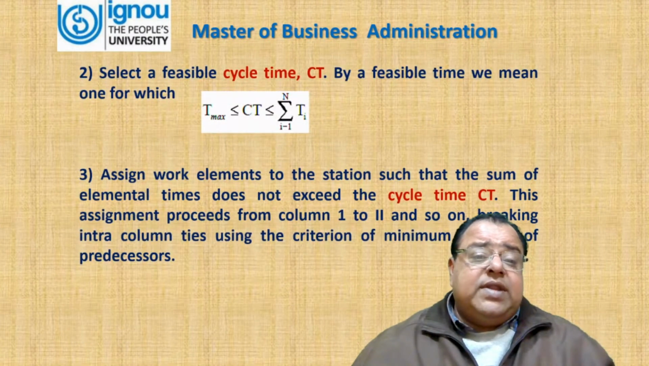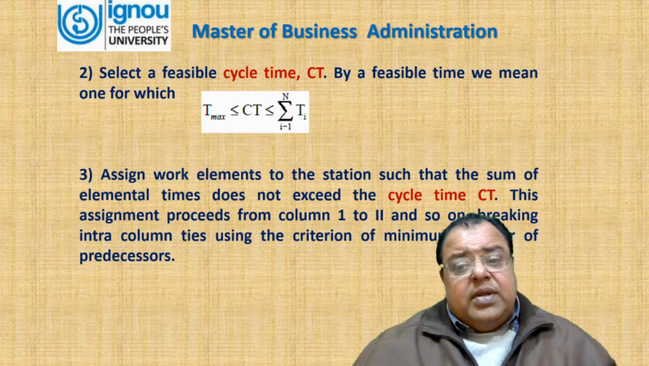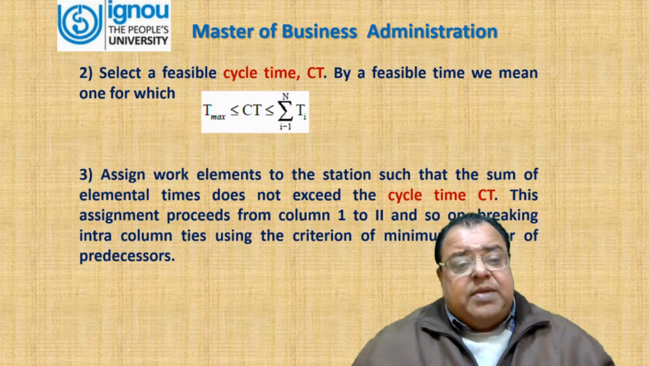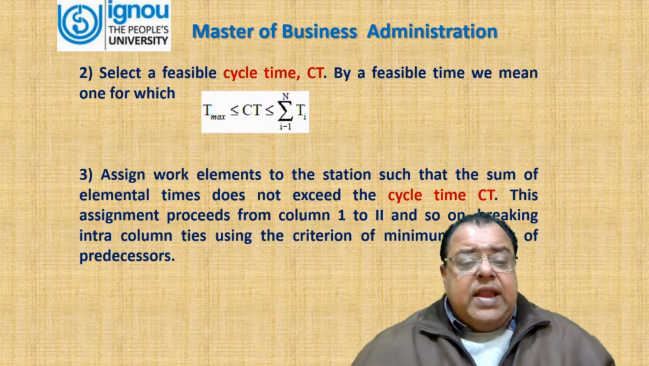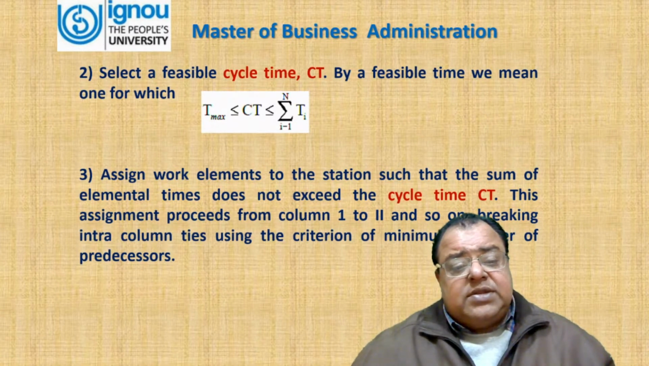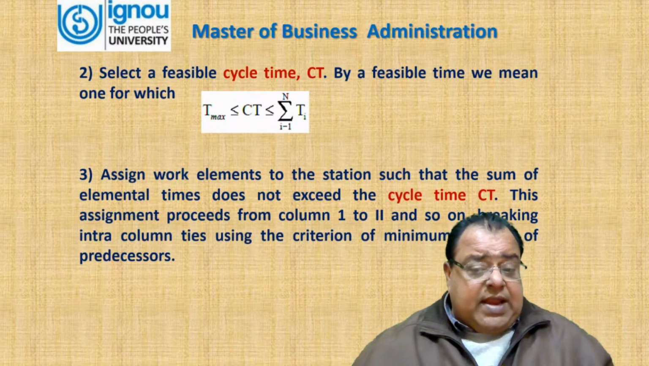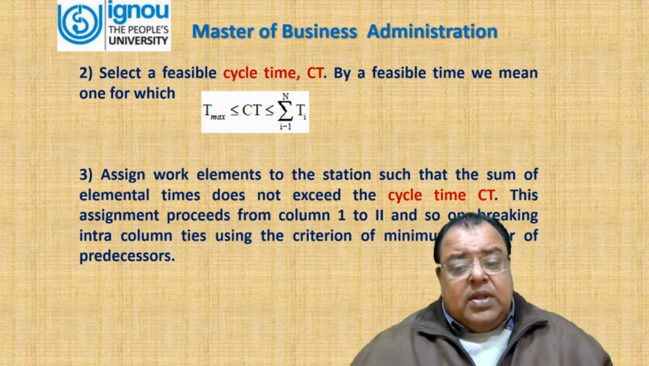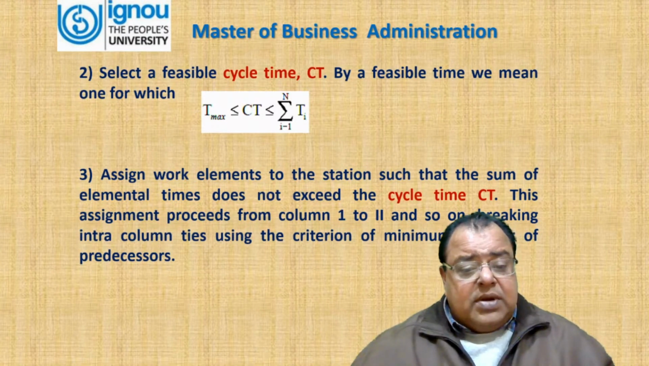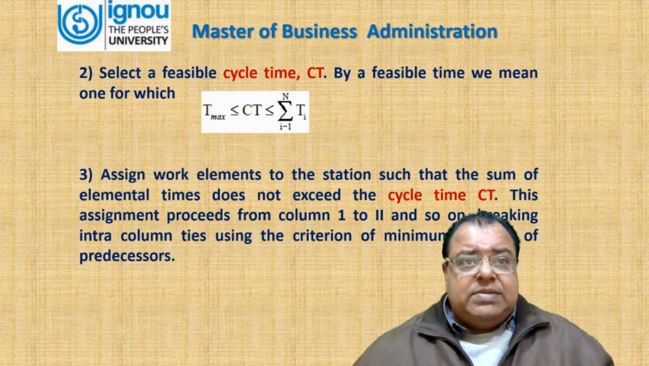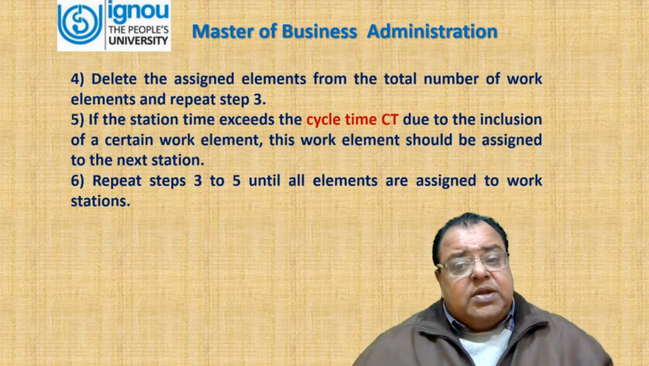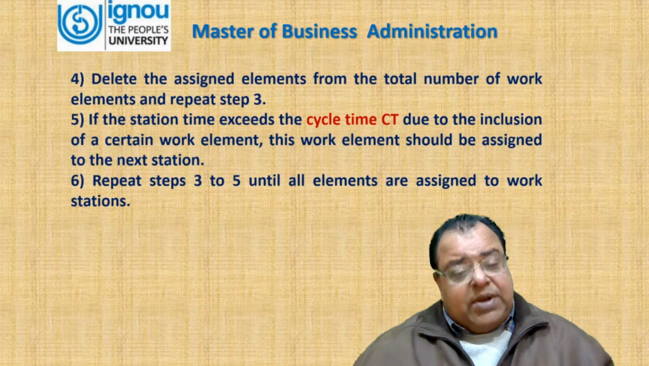Then the second step is to select a feasible cycle time. Tmax should be less than or equal to CT, which should be less than the total cycle time. Assign work elements to the station such that the sum of the elemental times does not exceed the cycle time. This assignment proceeds from column 1 to 2 and so on, breaking intra-column ties using the criterion of maximum number of followers. Delete the assigned elements from the total number of work elements and repeat step 3.